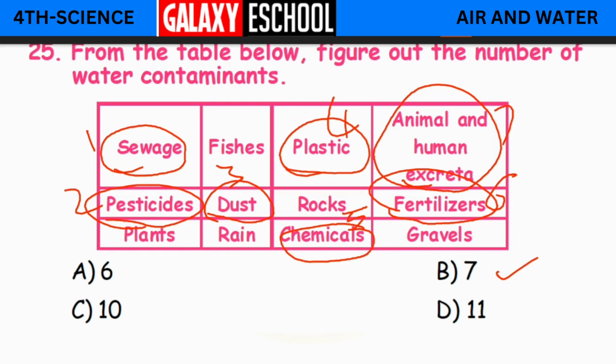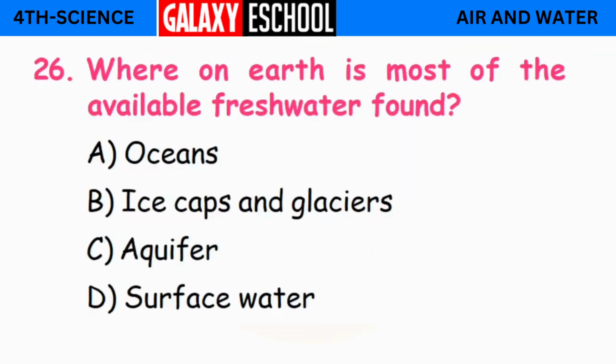Fishes, rocks, plants, rain and gravels are not going to cause pollution to water. Do you know what fishes and rocks are, plants and rain? Gravels are very small stones, children, which you can see especially near the seabed or at the edge of water bodies. So these are not water contaminants. Clear, children?